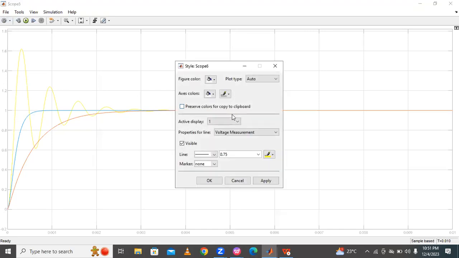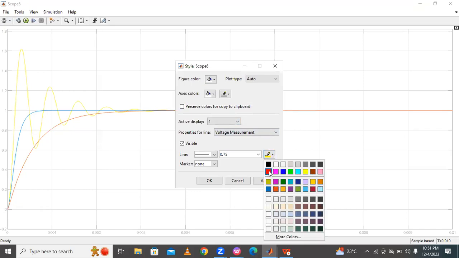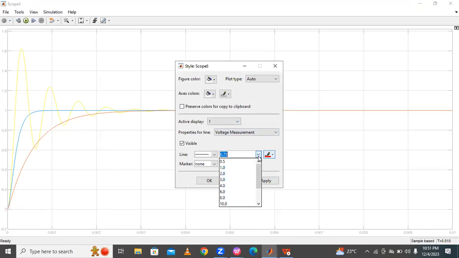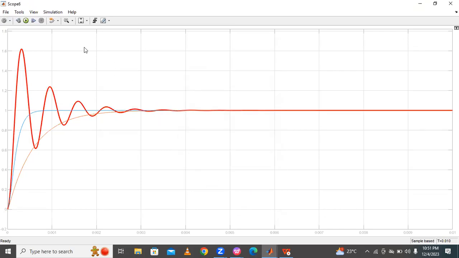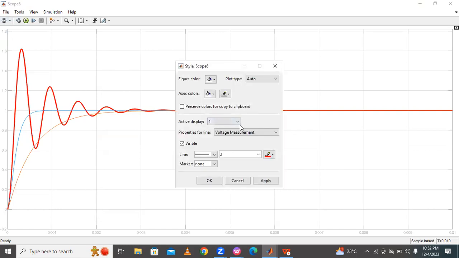Go to style, and active display one. Active display one is yellow color. I'm changing to red color, and thickness is 2. Then apply. This is the under damper system. And similarly, change active display 2.